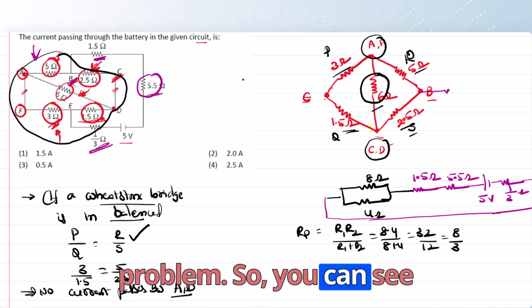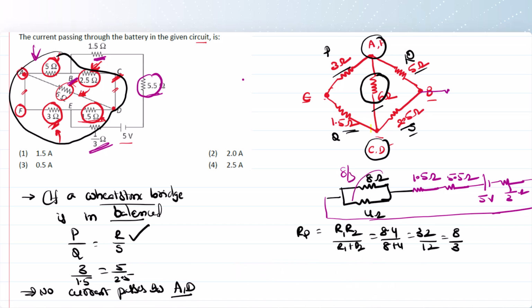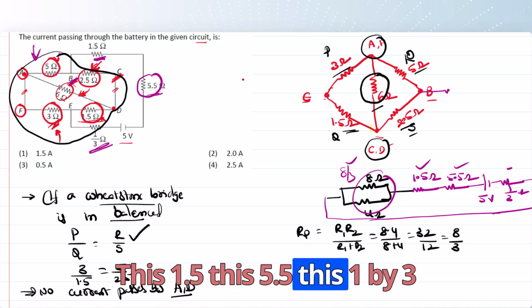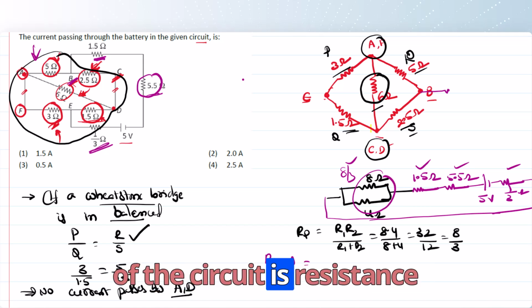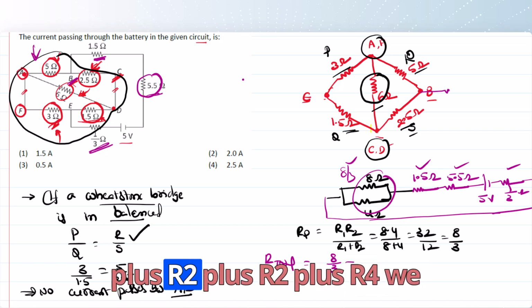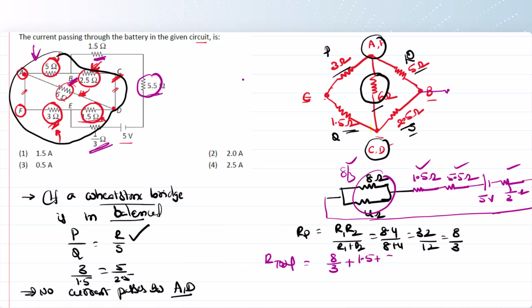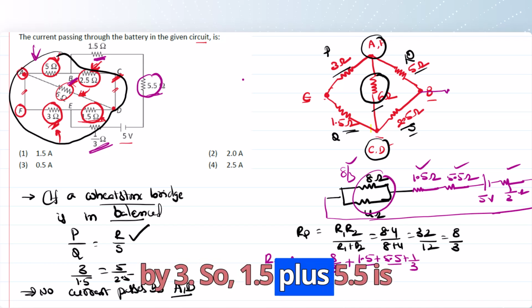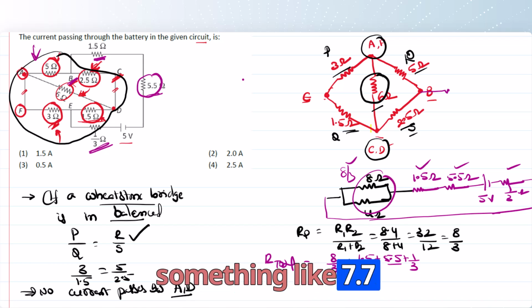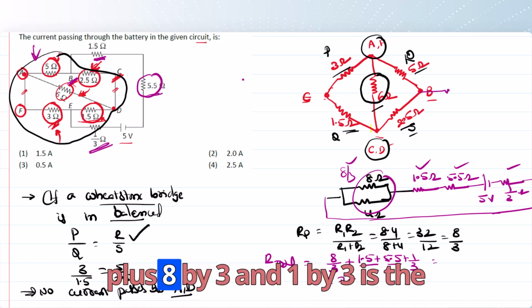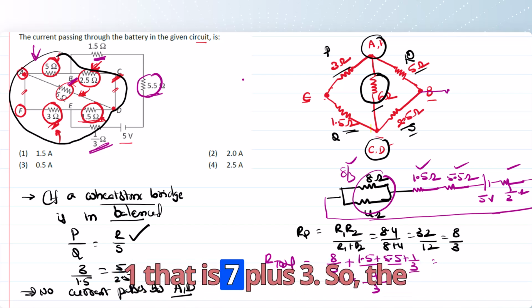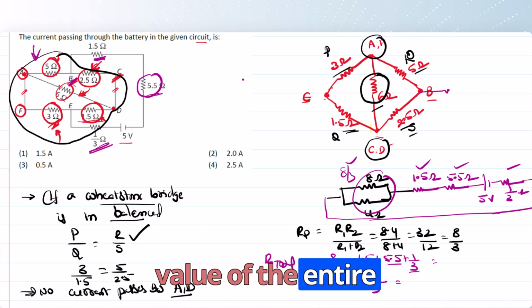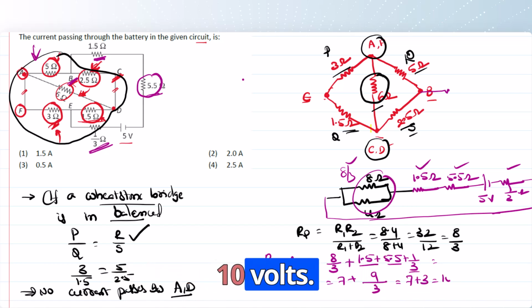So you can see this effective value 8 by 3, this 1.5, this 5.5, this 1 by 3, all of them are in series. So what is the total resistance of the circuit? Resistance in series means R1 plus R2 plus R3 plus R4. We have to keep on adding, plus 1 by 3. So 1.5 plus 5.5 is 7. So 7 plus 8 by 3 and 1 by 3. 3 is the common LCM. 8 plus 1 is 9 by 3, that is 3. So the value of the entire resistance is 7 plus 3, that is 10 ohms.